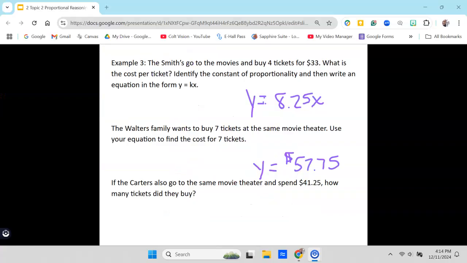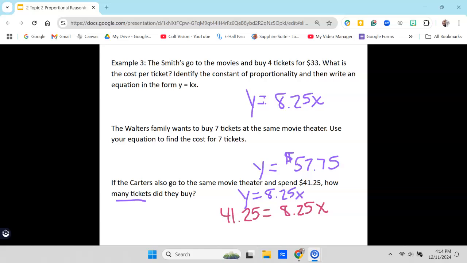Now I'm going to use the same equation, y equals 8.25x, to find the number of tickets for $41.25. This time when I do my substitution, I'm going to substitute the $41.25 in for the y variable because that's where the cost goes. I'm going to recopy the equal sign, the 8.25, and the x. So now it says $41.25 equals 8.25 times something.